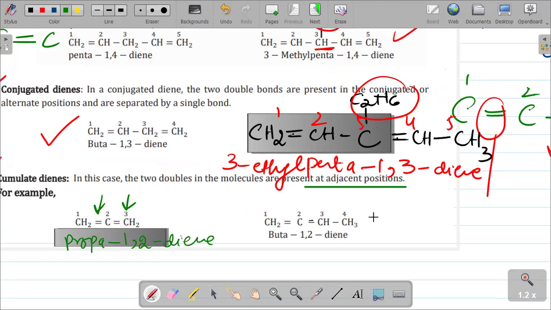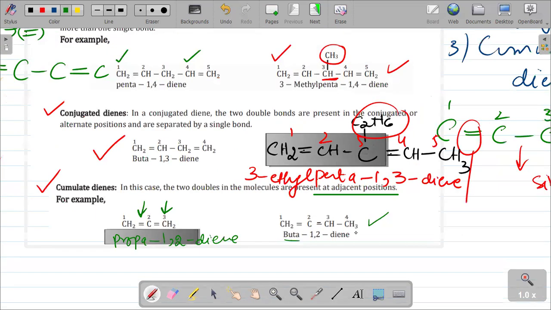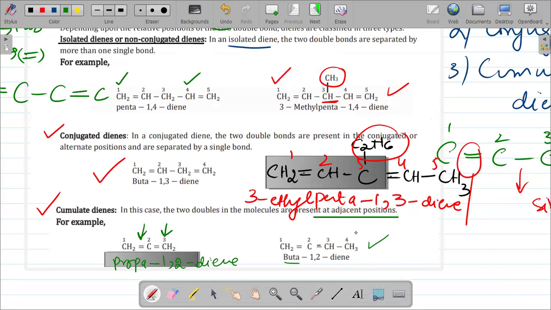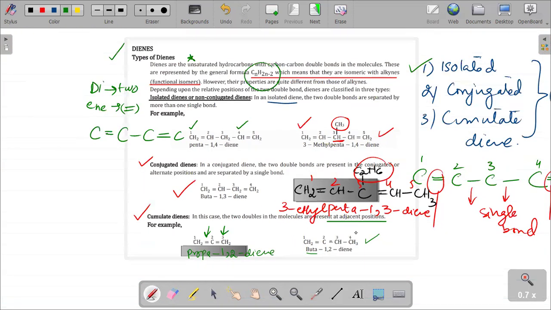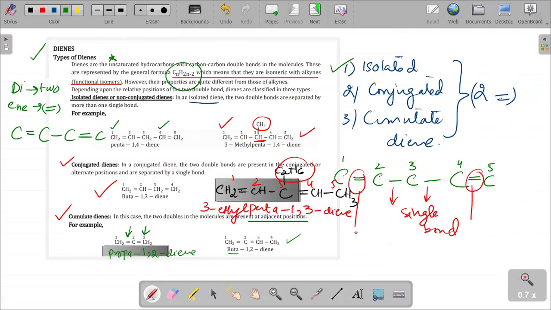And this is another example. It is a 4-carbon compound, so we call it a butane. At carbon number 1 and carbon number 2, the double bond is present. So we call it buta-1,2-diene, right? So this is another example of the cumulated diene. So we have actually 3 types of dienes. The first one is the isolated diene, the second one is the conjugated diene, and the third one is the cumulated diene.